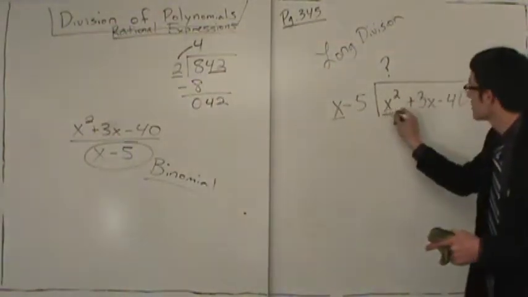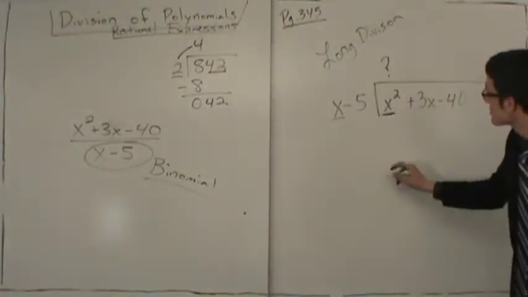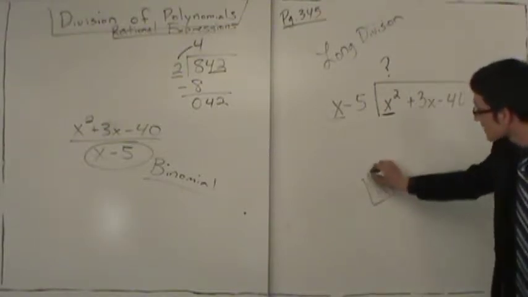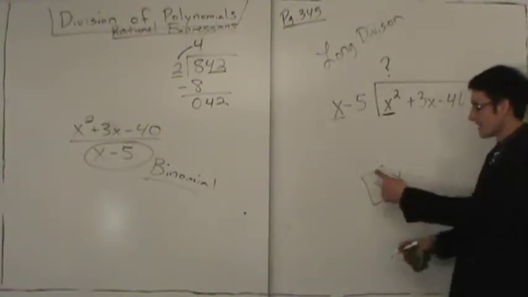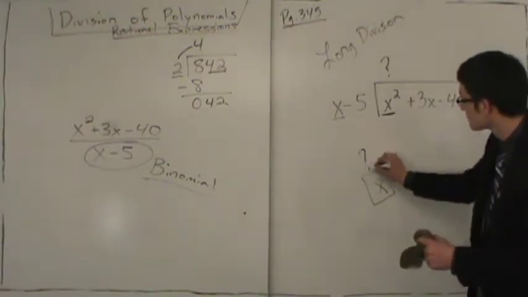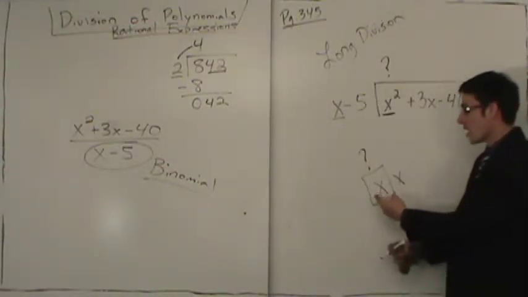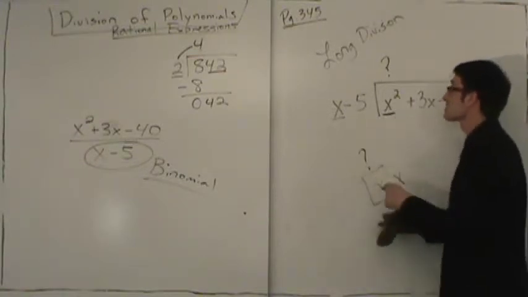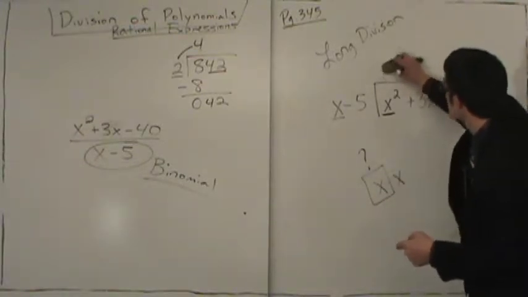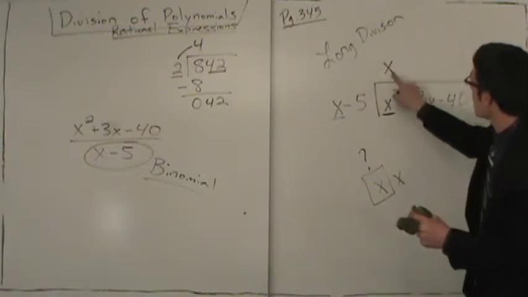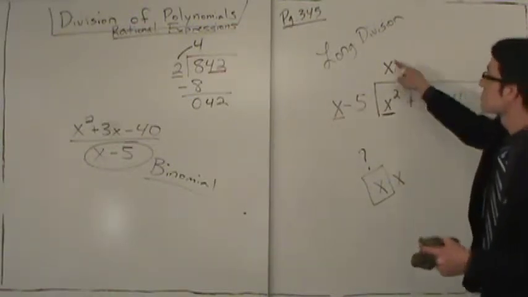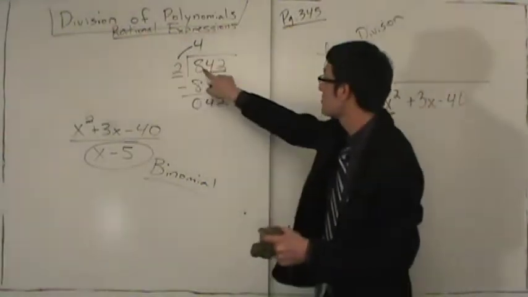If you struggle with this, you can take x squared and write it as x times x, putting a box around it. The question is, what's in the box? What multiplies by x to give x squared? And hopefully you can answer. The answer is just x. So x will multiply by x to give x squared, just like 4 will multiply by 2 to give 8.